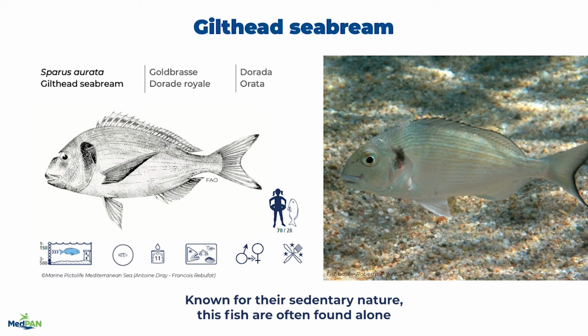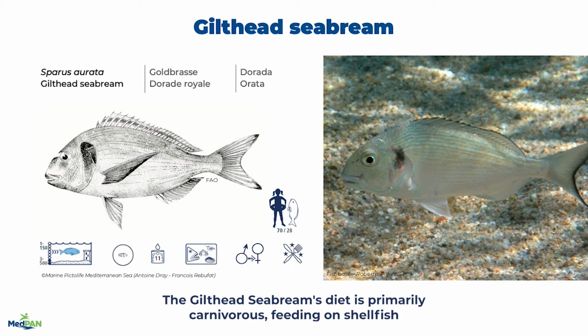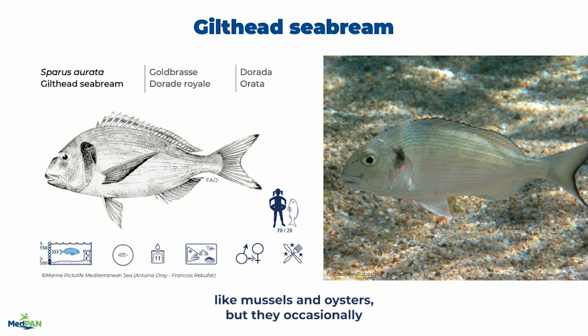Known for their sedentary nature, these fish are often found alone or in small groups. In spring, they may be found in brackish waters or in coastal lagoons and estuaries. The gilded sea bream's diet is primarily carnivorous, feeding on shellfish like mussels and oysters, but they occasionally consume plants.